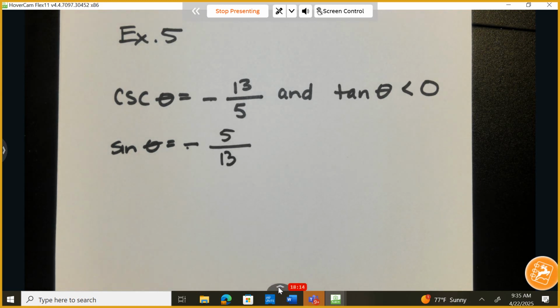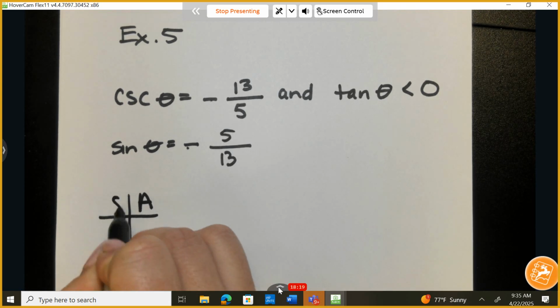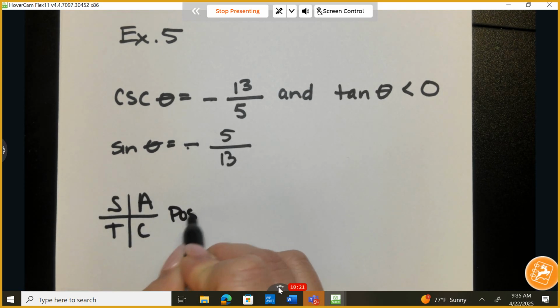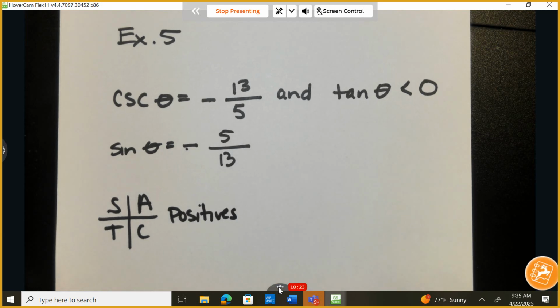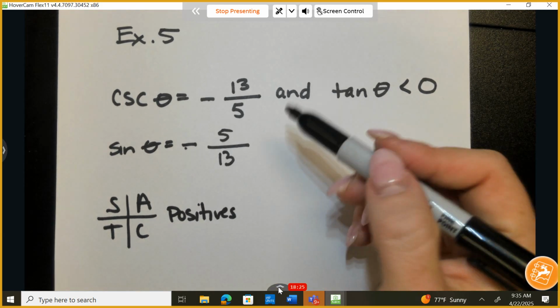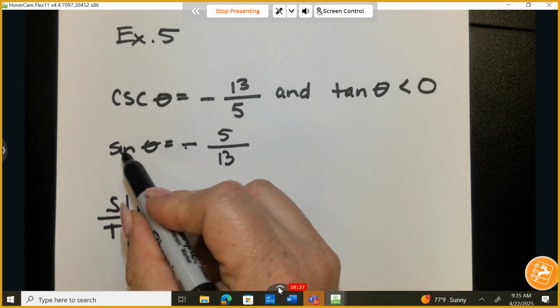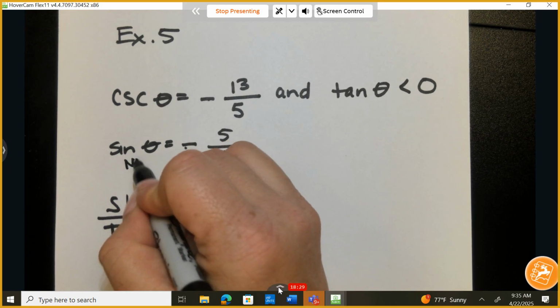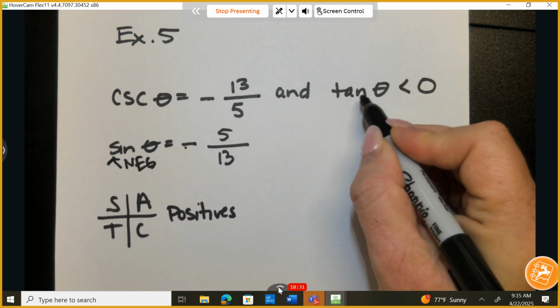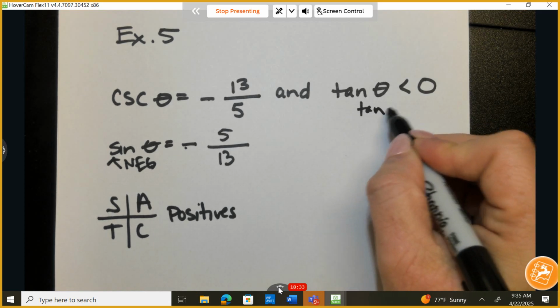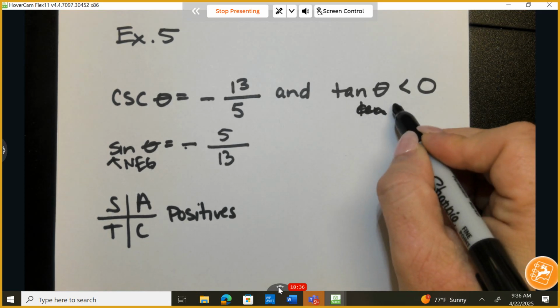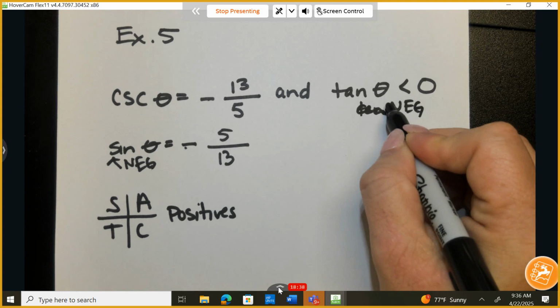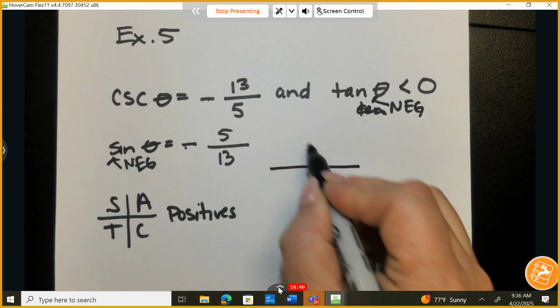We're going to go back to doing exactly what we've done. Let's start with, we know All Star Trig Class. That's going to tell us where things are positive. Got it? And then we're going to go through here and we're going to go over the facts. We have a sine value that's negative. Okay, I've got a sine value that's negative. Tangent is less than 0. I have a tangent value that is also negative. I'm going to make my graph for shading.